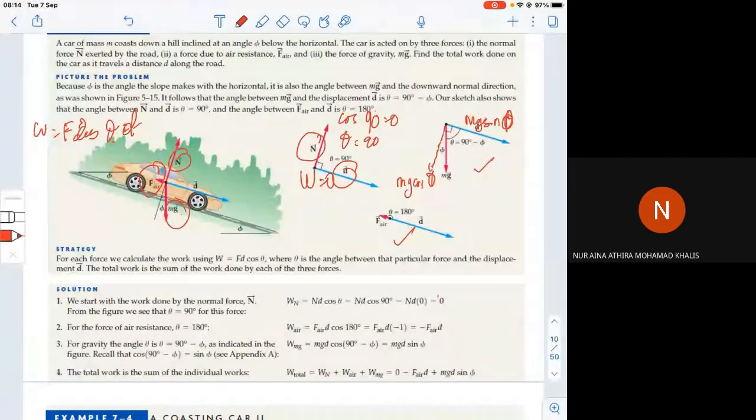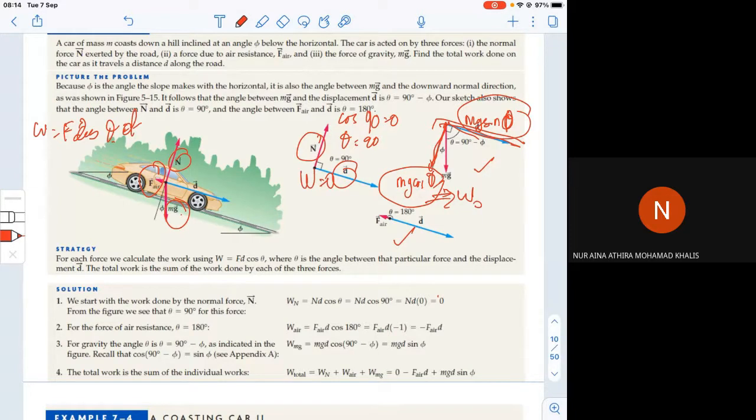So the mg cos phi will definitely give 0 work. Why? Because the theta, not the phi, the theta is 90 degrees from the displacement. Can you see this is 90 degrees? So the one that we should consider is just mg sine phi. Mg sine phi times d, then that will give you some work.